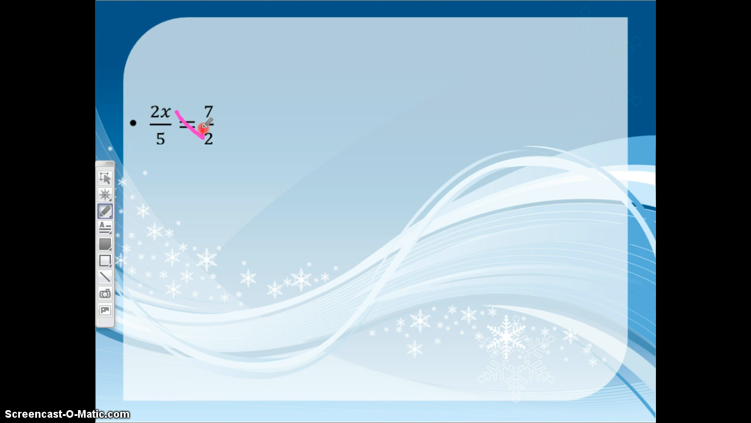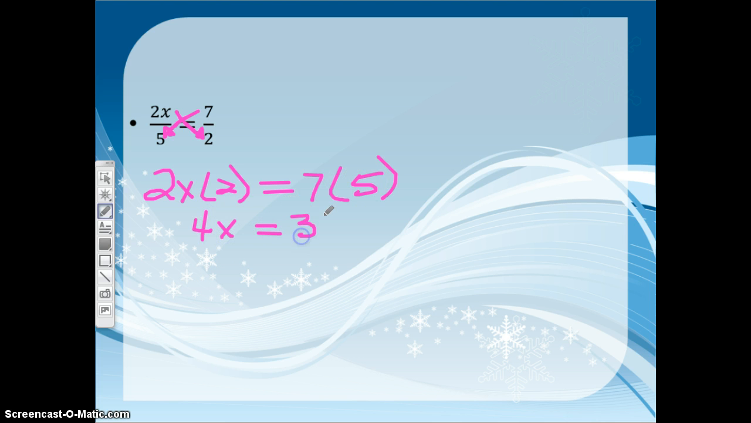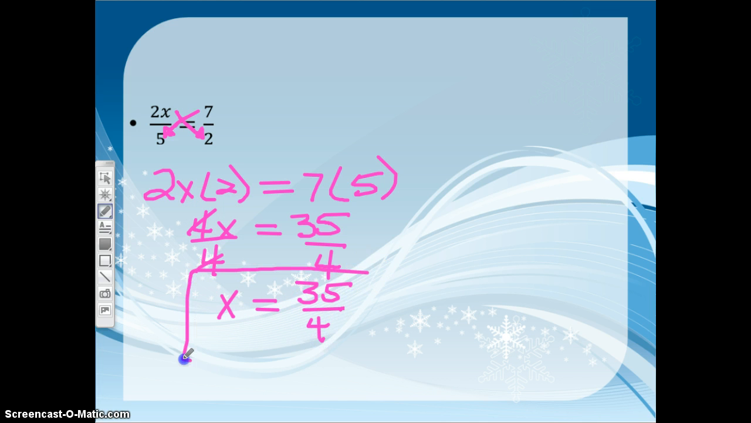The top of one multiplied by the bottom of the other, 2x times 2, is equal to the top of the other one multiplied by the bottom of the other one. 2x times 2 is 4x. 7 times 5 is 35. We want x all by itself. How can we manage that? If we divide by 4, we get x all by itself. And our answer is x is equal to 35 fourths.